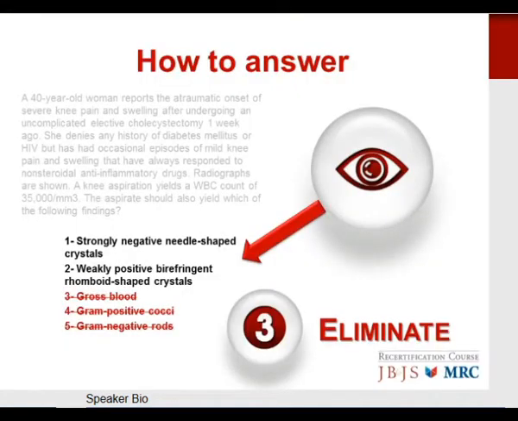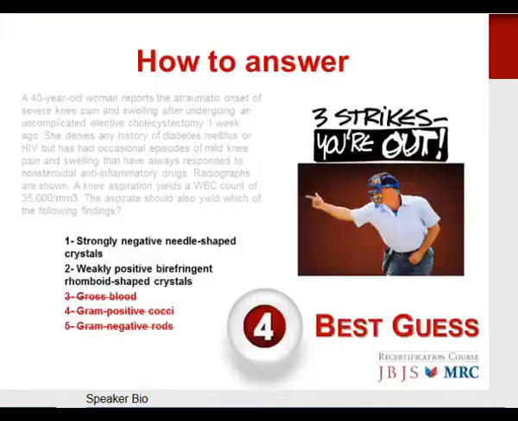If you still cannot figure out which of the answers it is, use the strikeout tool in the software and eliminate those that are incorrect. And then if you still can't choose between one or two, 3 strikes, you're out. Take the best guess that you have and move on.